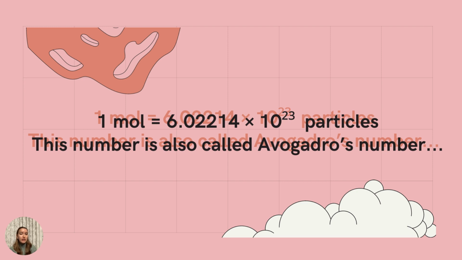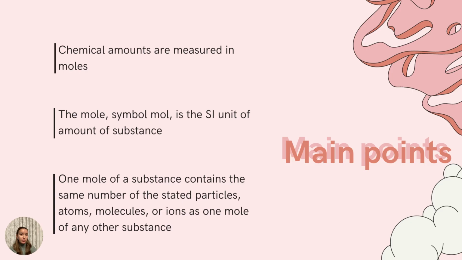So obviously, 1 mole is 6.022 times 10 to the power of 23 particles, and this number is also called the Avogadro number.